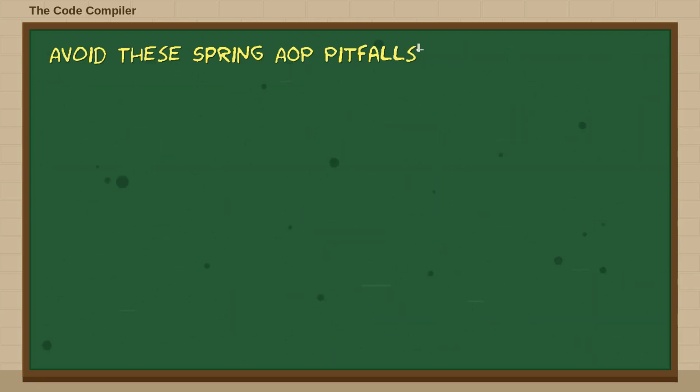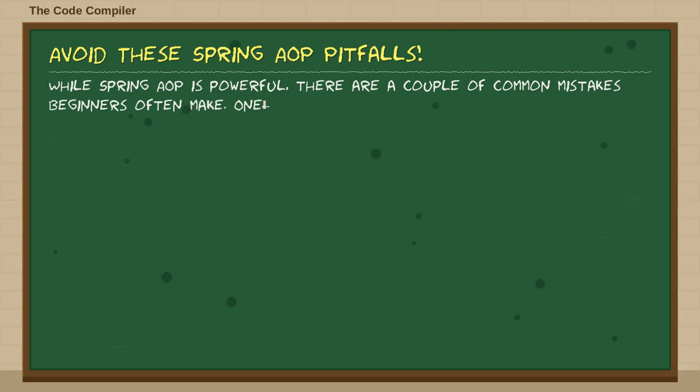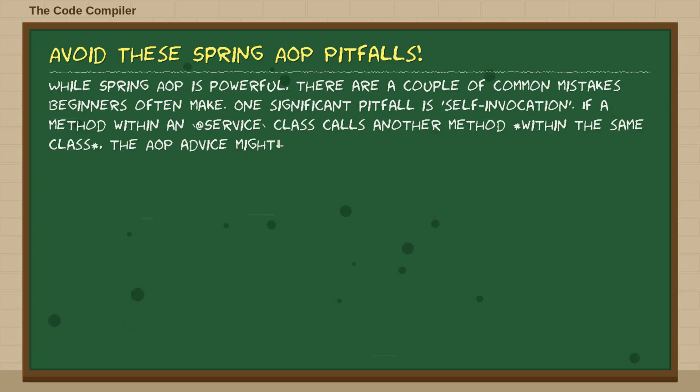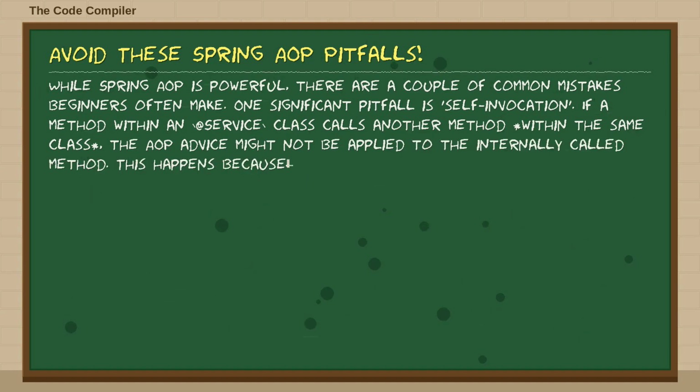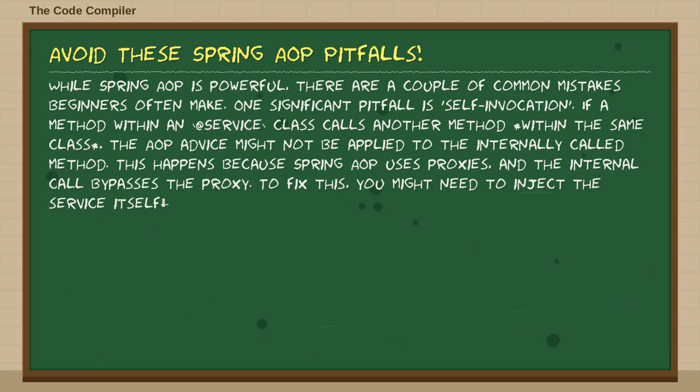While Spring AOP is powerful, there are a couple of common mistakes beginners often make. One significant pitfall is self-invocation. If a method within a service class calls another method within the same class, the AOP advice might not be applied to the internally called method. This happens because Spring AOP uses proxies, and the internal call bypasses the proxy. To fix this, you might need to inject the service into itself or use AopContext.currentProxy.